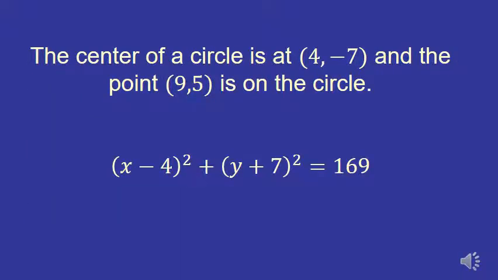Once I know that the radius is 13, I can go back to my standard formula. I put in the center, and it is important that it's the center you use, not the other point. And my final answer is going to be x minus 4 squared plus y plus 7 squared equals, and of course 13 squared is 169.